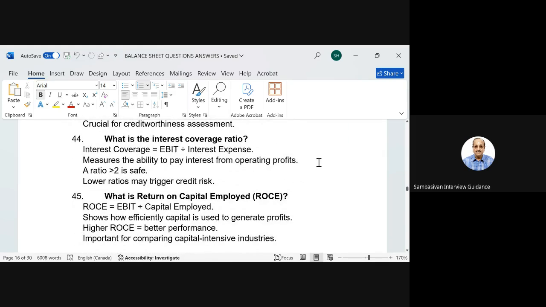It's okay. Continue. 44. What is the interest coverage ratio? Interest coverage ratio is equal to EBIT divided by interest expenses. Measures the ability to pay interest from operating profit. A ratio greater than 2 is safe. Lower ratio may trigger credit risk. Good. Continue.